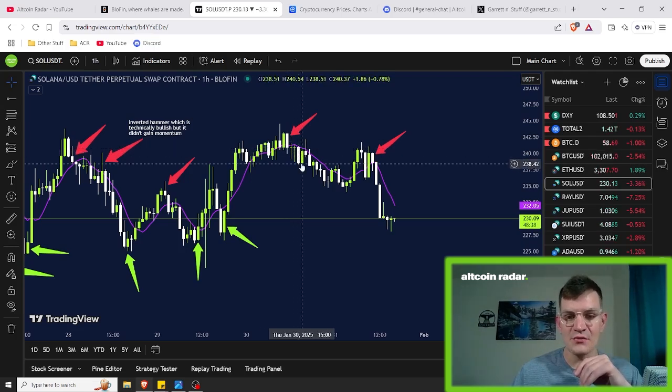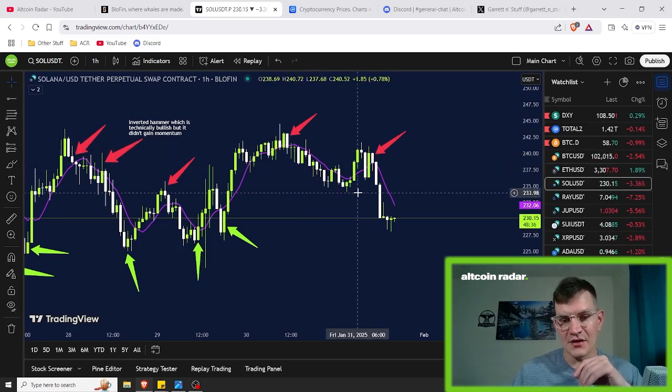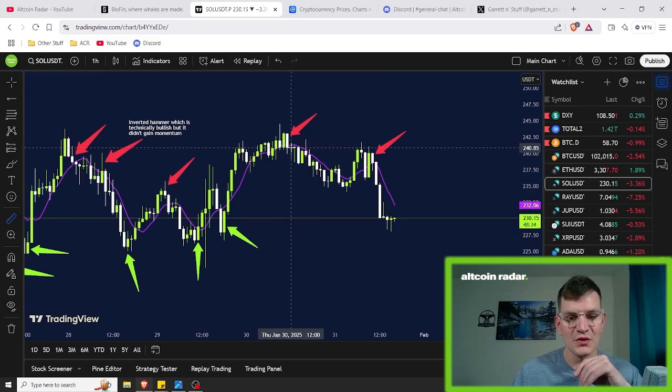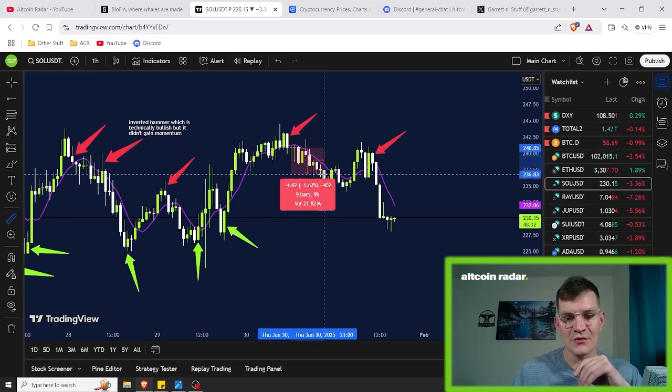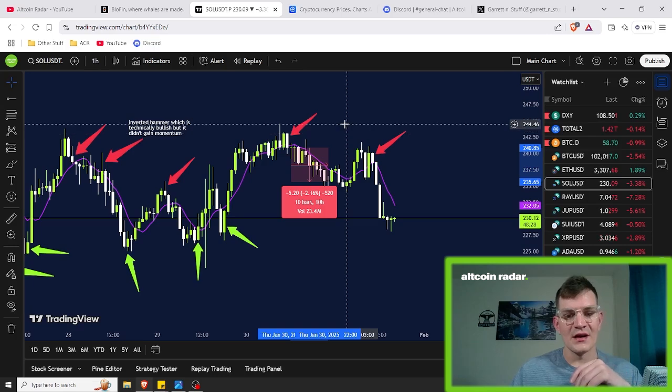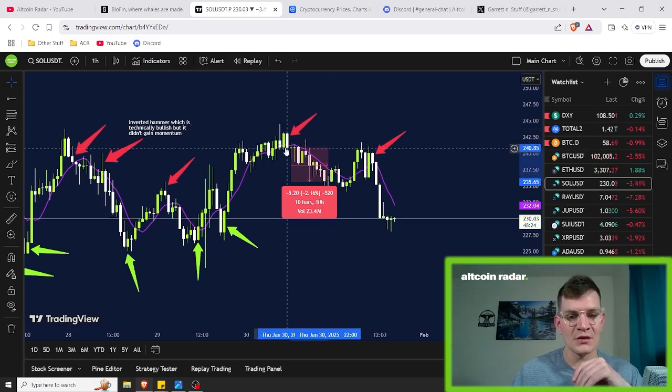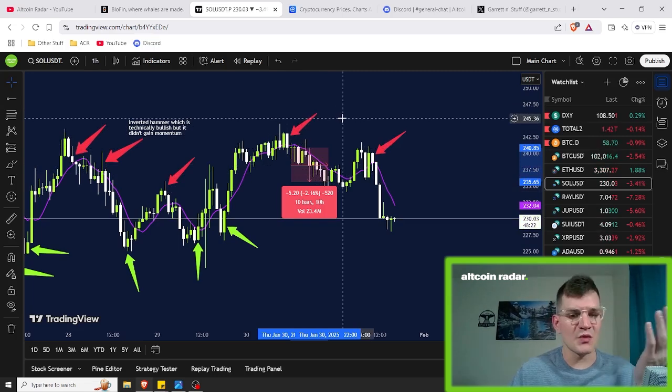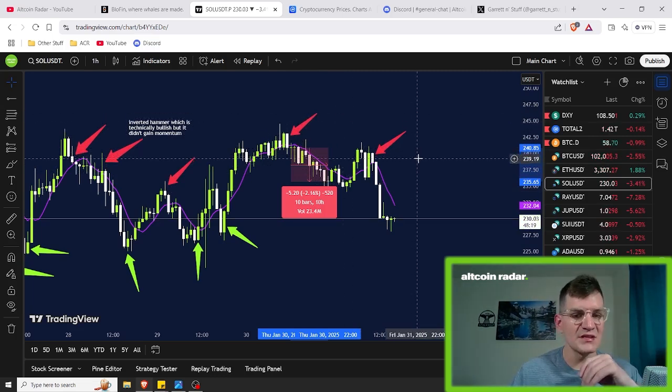A few candles later, we ended up dropping even more, and it ended up dropping quite a bit. So if you were to have gotten in on this trade or a trade like this, and ridden it down to maybe right here, within this little downtrend that we had on the 1 hour chart, you would have made roughly about 20% or so, which is pretty decent.